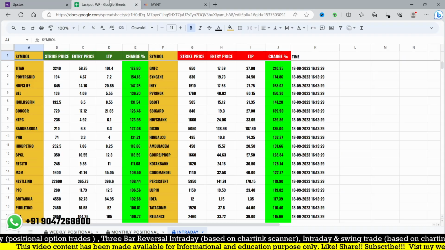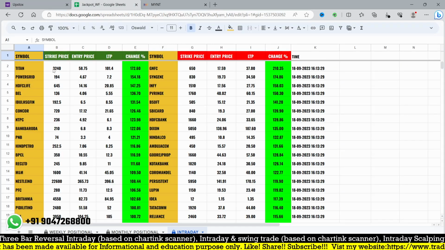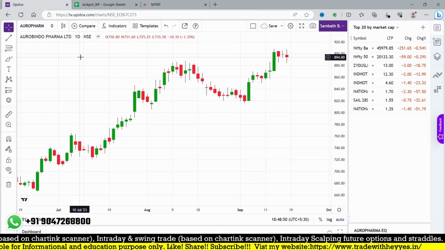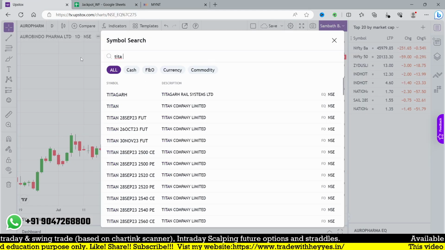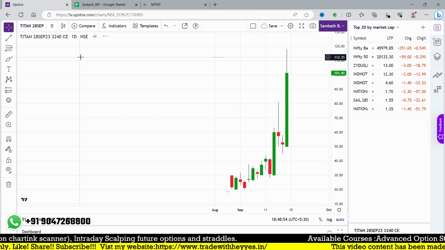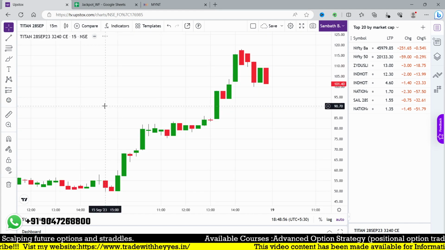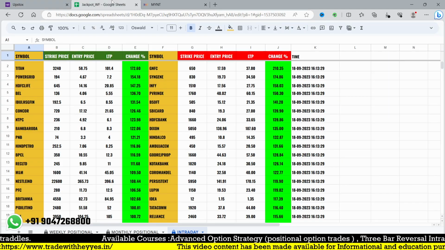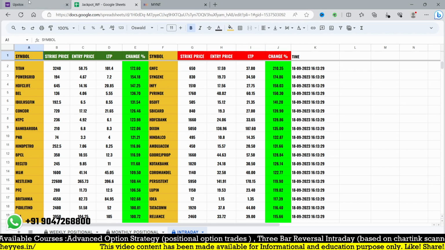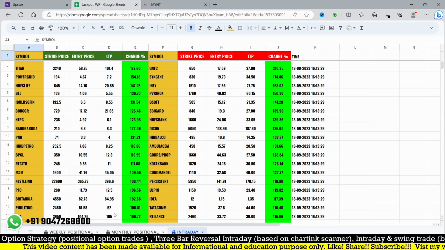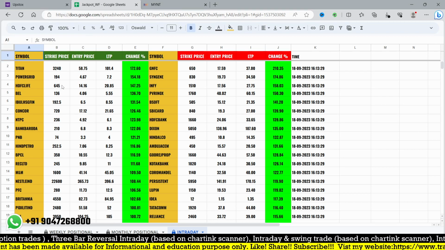Today I did find one. Look at Titan 3240. I will show you Titan 3240. It's a call option on the 15 minute time frame. You look at this. This is a fresh breakout at 3240, 58.7, and it performed well at the end of the day.